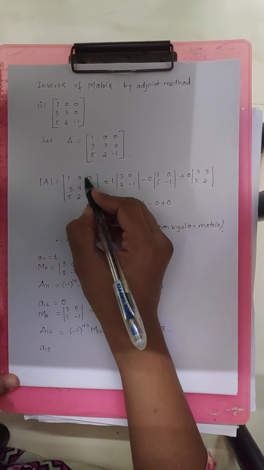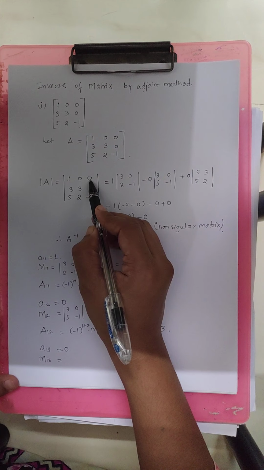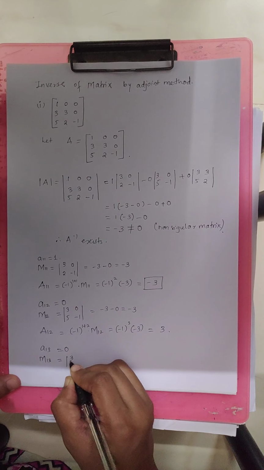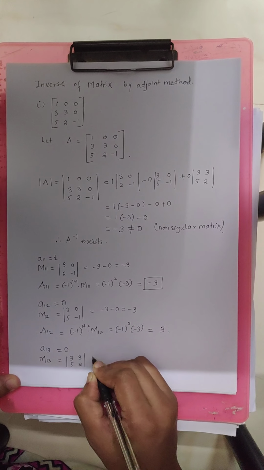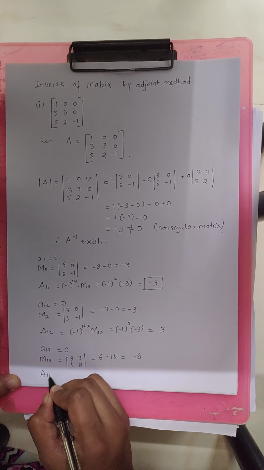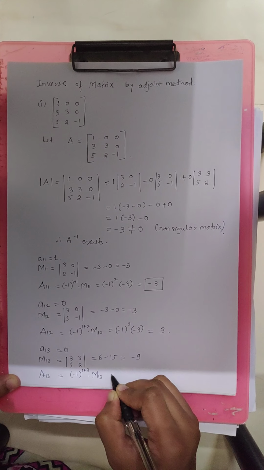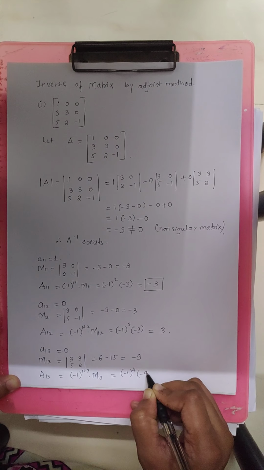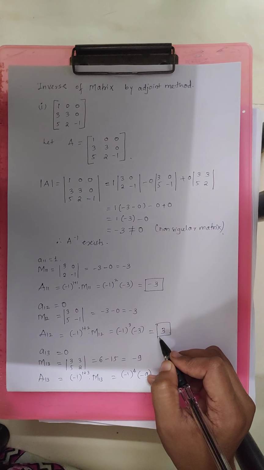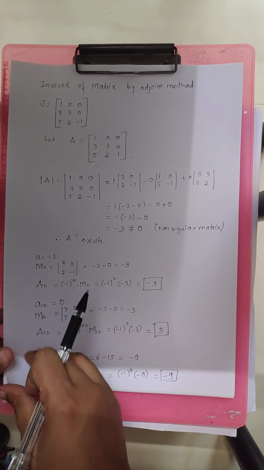The next element is A13, which is also 0. What will be the corresponding minor of that element? The determinant obtained by deleting the first row and third column. So it will be [3 3; 5 2]. 3 times 2 is 6, 5 times 3 is 15, so the answer is -9. What will be the cofactor A13 of that element? (-1) raised to 1 plus 3 times M13. So (-1) raised to 4 times -9. It is positive, so the answer is -9. So we have found the minors and cofactors of the first row, and similarly we will go for the next rows.